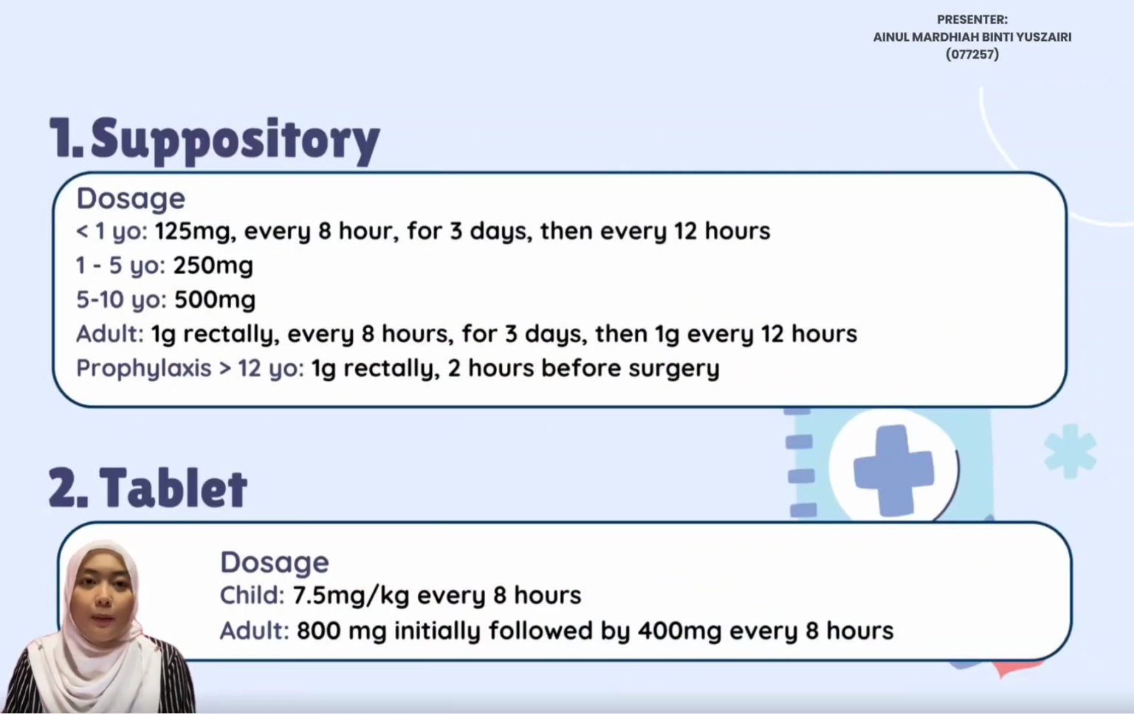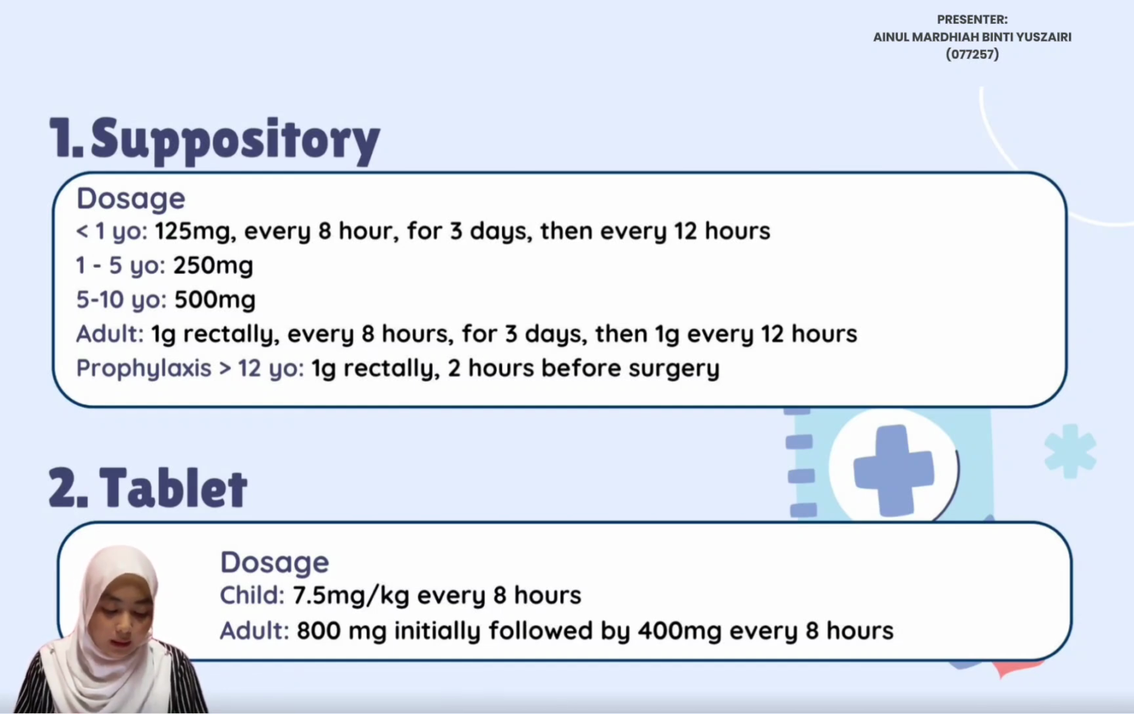So next, I'm going to tell a little bit about the dosage. The first, there are 4 ways to take Flagyl. The first one is suppository, tablet, suspension, and injection. So for suppository, the dosage for kids will be between 125 and 500 milligram, taken every 8 hours. And for adults, it is 1 gram rectally, also every 8 hours.